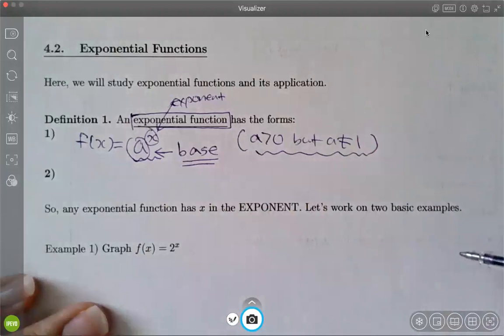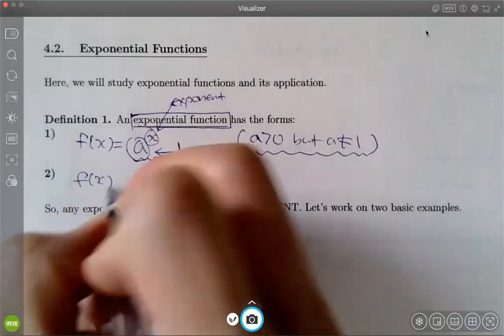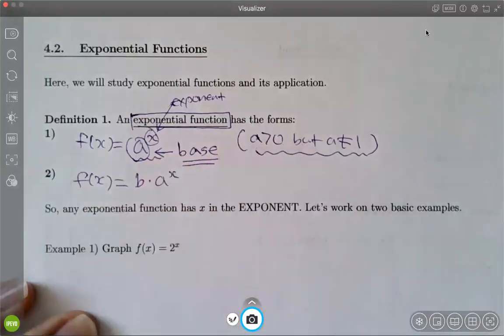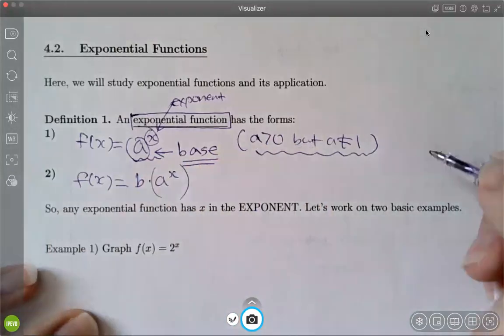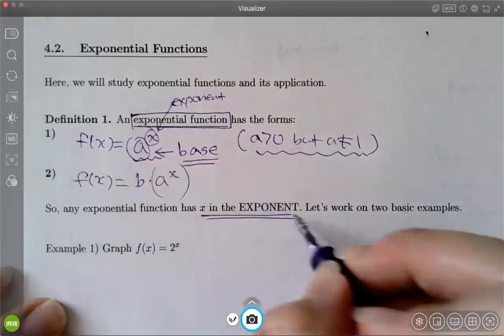And now the second form, which is a bit less normal, is this, b times a to the power x. Now here, what do we do first? B times a or a to the power x? According to PEMDAS, we do exponents first, right? Instead of multiplication. So this means this, but you may not see the parentheses. Okay, so once again, any exponential has x in the exponent.